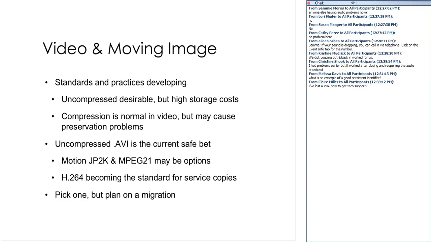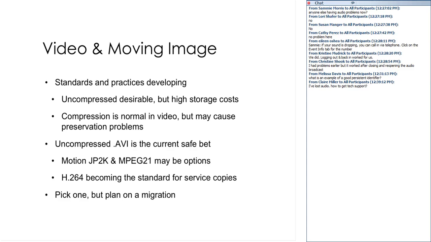Consequently, compression is fairly normal in video, but will inevitably cause preservation problems down the road. The current safe bet is something like an uncompressed AVI file. That will be an enormous file. Motion JPEG 2000 and MPEG 21 are options, but no one has very good hardware or software to work with those file formats. And there's something called H.264, which is a compressed video format, which is really becoming a standard for service copies.